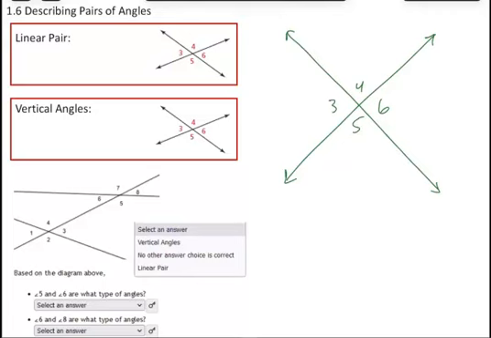A linear pair is going to be the pair of adjacent angles, so I'll abbreviate that as ADJ for adjacent angles, that are formed when two lines intersect. And vertical angles are going to be the pair of non-adjacent angles formed.